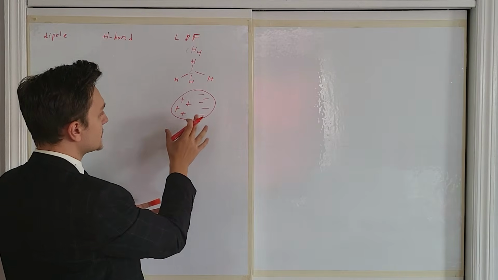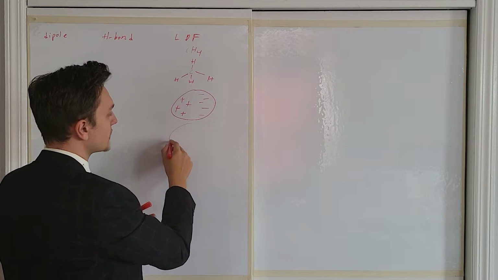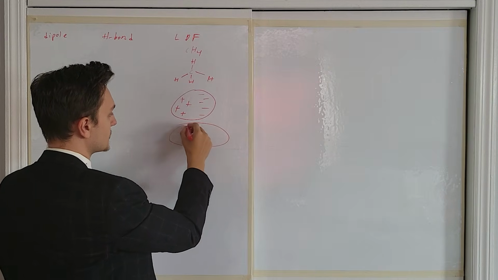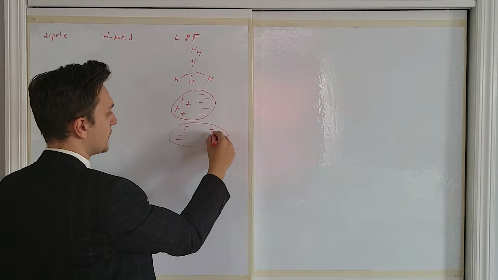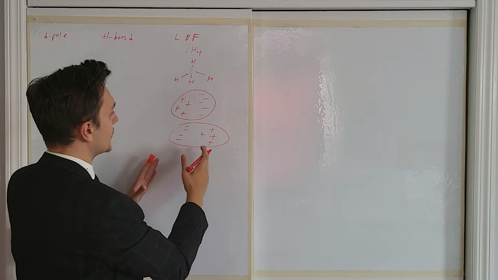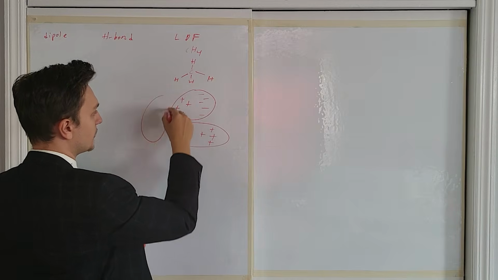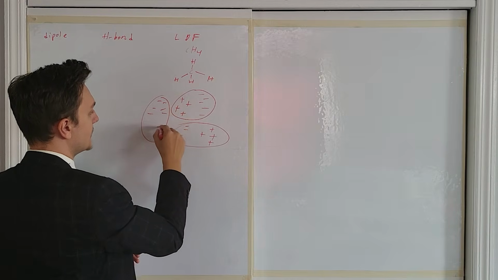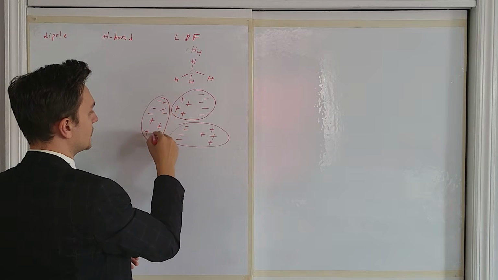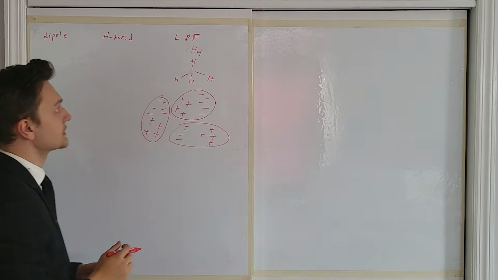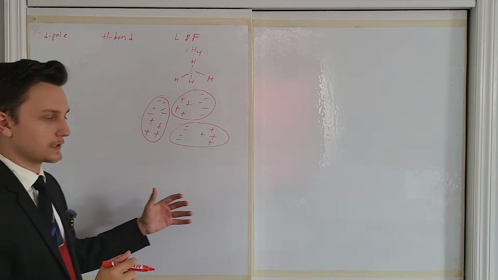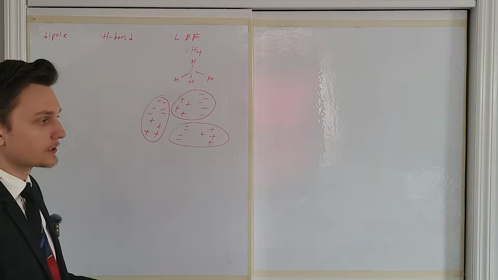And then this polarity aligns with other methane molecules. Another methane molecule would align to attract these charges. And then another methane molecule might align right here, and it would similarly complement these charges. And so these are London dispersion forces. They are an attractive force.